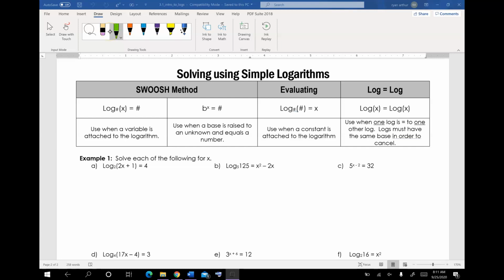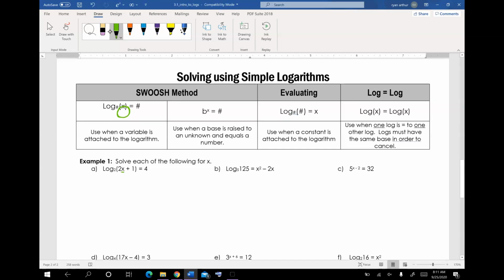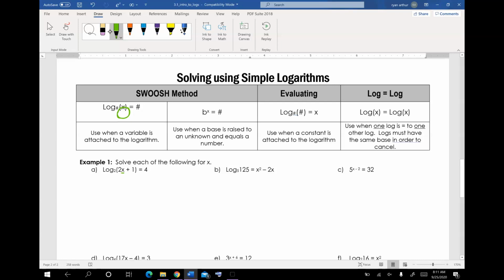Up here, it talks about solving when a variable is attached to the log. So basically when the variable is inside the log, see, look at example A, see how the variable is inside the log? When the variable is inside the log, that means you have to convert it to an exponential to solve it. So let's do A. Converting means to do your method.